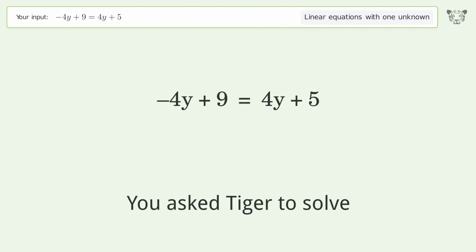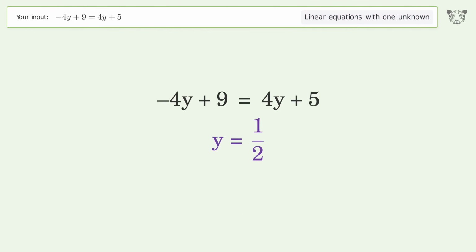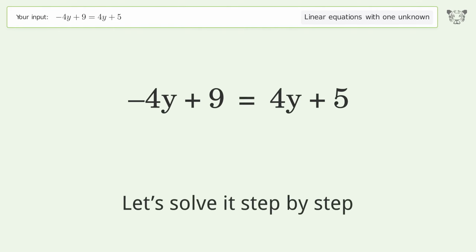You ask Tiger to solve this. This deals with linear equations with one unknown. The final result is y equals 1 over 2. Let's solve it step by step.